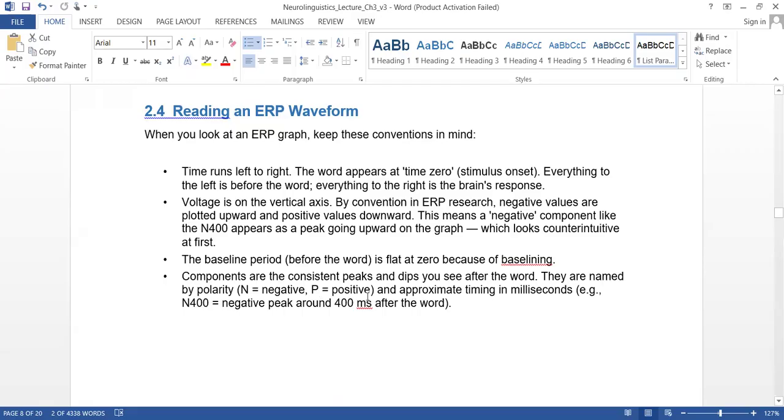Components are the consistent peaks and dips you see after the word. They are named by polarity. If it's negative, that is N. If it's positive, that is P. And then approximate timing in milliseconds, for example, N400 means that it is a negative peak 400 ms after the word.